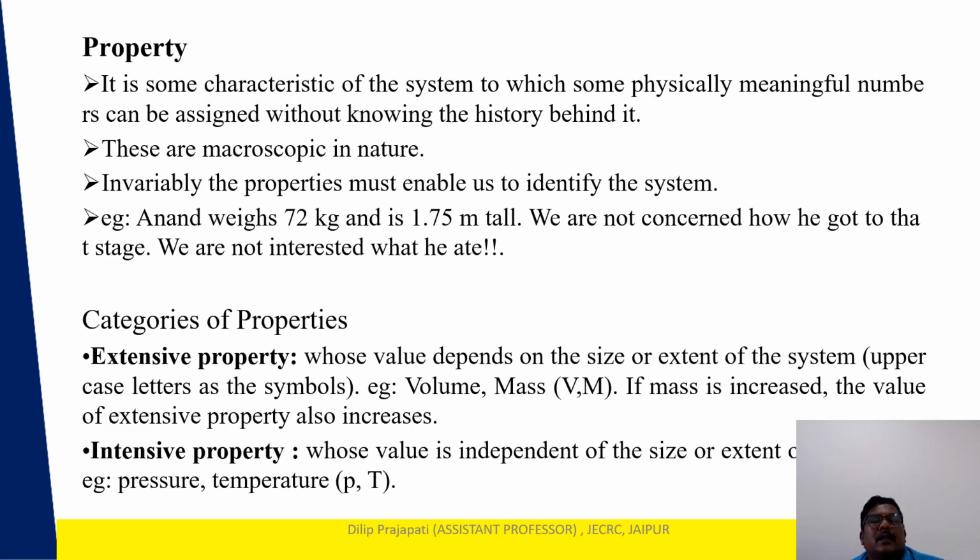So what are properties? Properties are of two types: extensive properties and intensive properties. Extensive properties are characteristics of a system to which physically meaningful numbers can be assigned without knowing the history of the system. They are macroscopic in nature. For example, a body weighs 700 kg or 1.7 ton. Extensive properties are those whose value depends on the size and extent of the system.